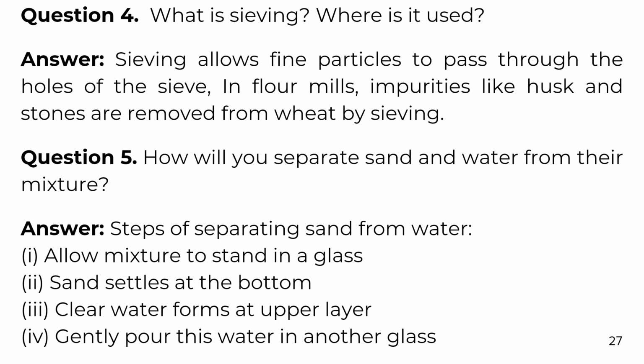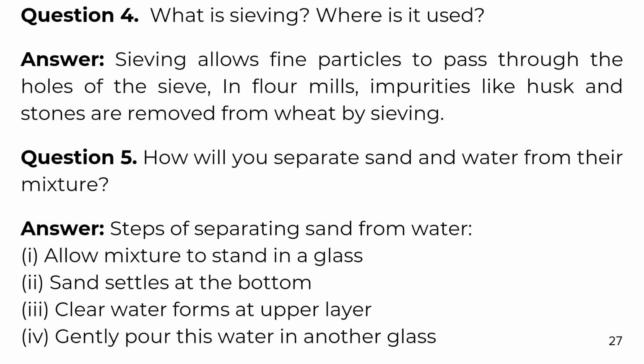Question 5. How will you separate sand and water from their mixture? Answer. Steps of separating sand from water. I. Allow the mixture to stand in a glass. II. Sand settles at the bottom. III. Clear water forms at the upper layer. IV. Gently pour this water into another glass.